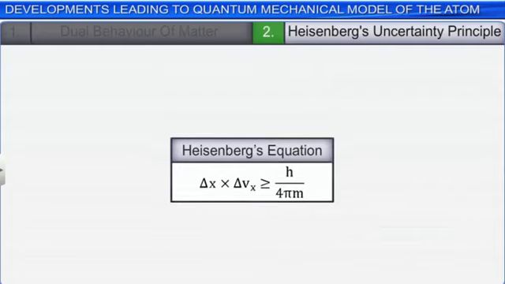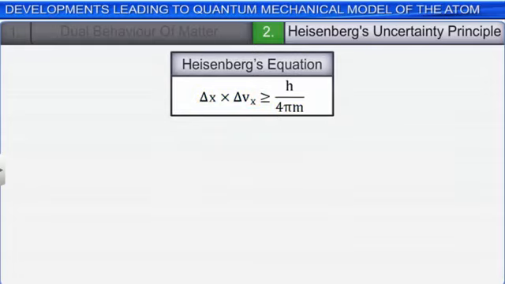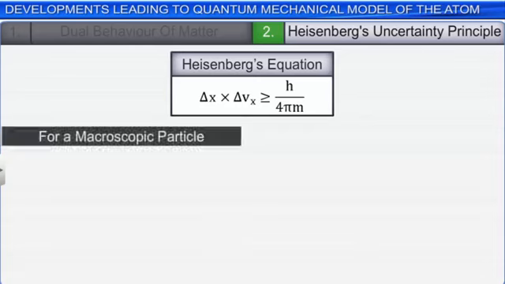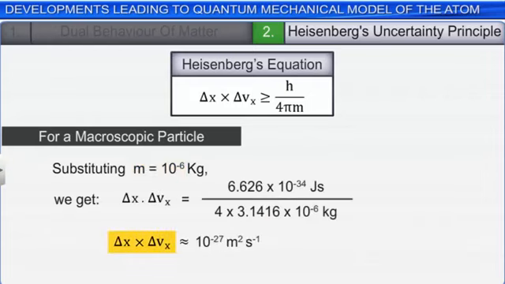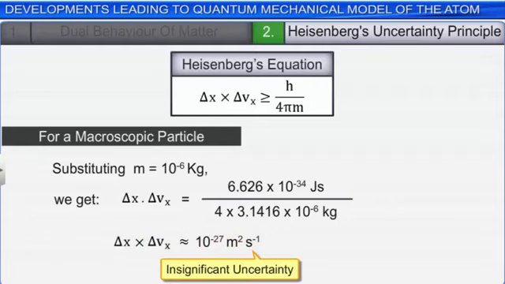Also note that the uncertainty in the position and velocity are inversely proportional to the mass of the object. That is, uncertainty in the position and velocity decreases as the mass of the object increases and vice versa. For example, if the uncertainty principle is applied to a macroscopic object, an object weighing a milligram, 10 to the power minus 6 kg, the value of the product of delta V and delta X is extremely small. Therefore, the associated uncertainty is also insignificant.